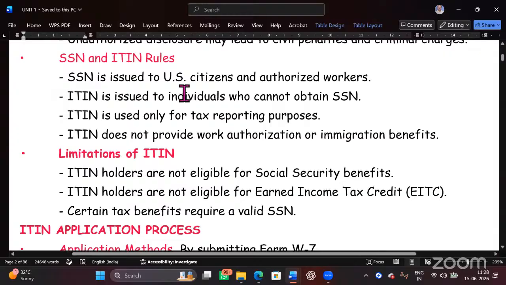ITIN is issued to individuals who cannot obtain the social security number. Suppose we have gone to US, temporary visit.